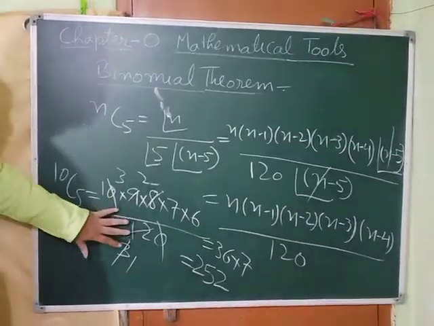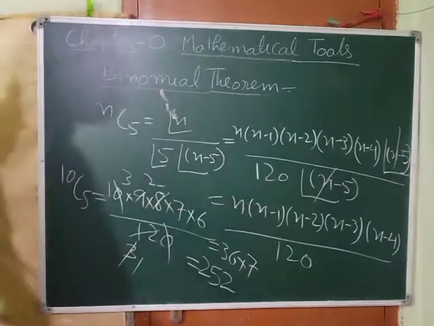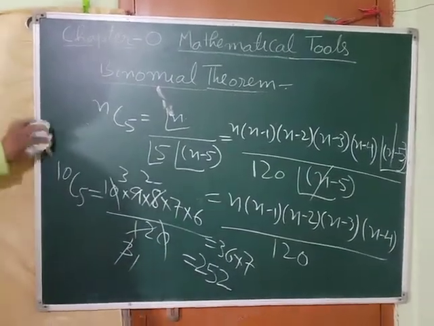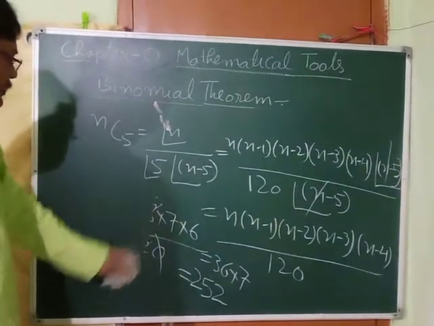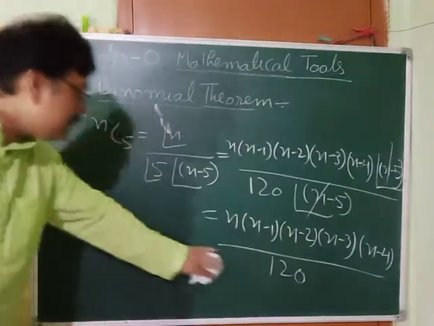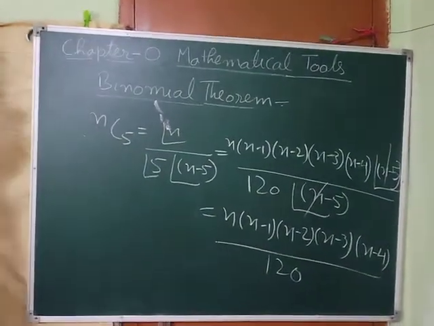This is the application part, how you will use this, and that is the formula. That formula you have to remember. Okay. So at last we have got NC5 also, which I had given you as homework: NC3, NC4 and NC5.